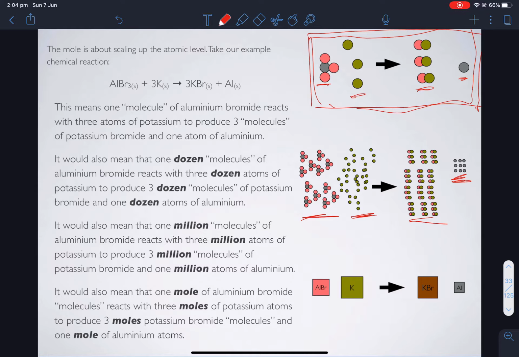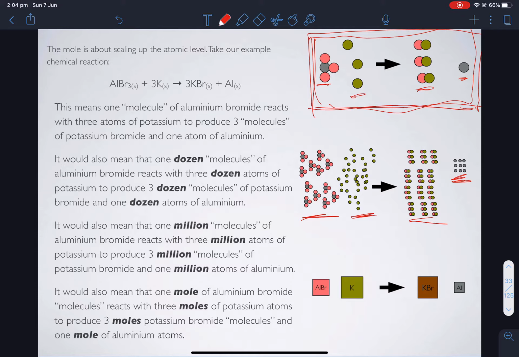And you can do that with 1,000,000 as well. If you multiply that whole balanced equation stoichiometry by 1,000,000, it will mean that 1,000,000 molecules of aluminium bromide reacts with 3,000,000 atoms of potassium to produce 3,000,000 molecules of potassium bromide and 1,000,000 atoms of aluminium. So we're just scaling and scaling and scaling. And by the time we get to millions, we're still dealing with such a small amount of matter that's not practical at our level. So we've got to go much bigger.